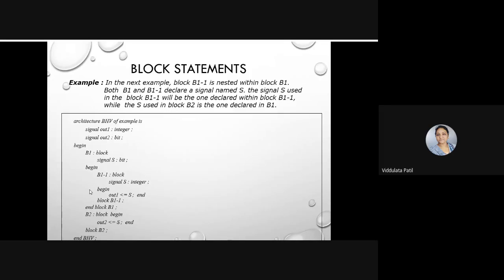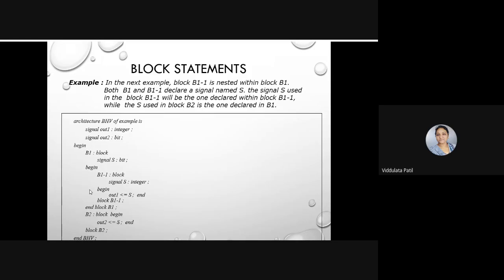Now B1 and B1-1 both have a signal named S, but both these signals are of different types. Whatever signal S is declared in B1-1 will be used in the B1-1 block only. But the signal which is declared in B1 is used in B2. So for this, it will check for all these statements.